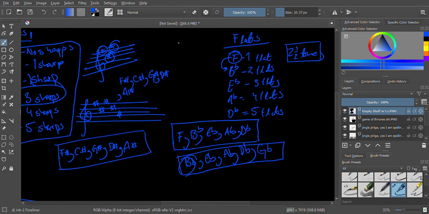Anyways, let me in fact draw a star first. 1, 2, 3, 4. So this video is very erratic. It's just about tips and tricks to remember key signatures.